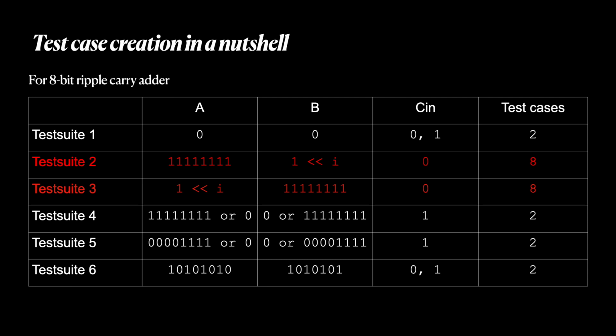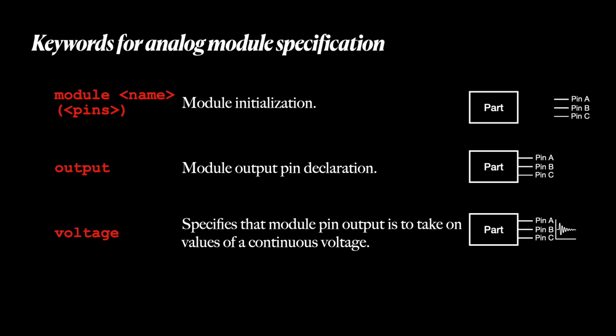Test suite 6 allows us to confirm that the sum bits for each of the 8 bit places are correctly generated. It also allows us to test the propagation of the ripple carry bit when cn is equal to 1. Now let's dive into understanding Verilog-A, which will allow us to program our test bench in Cadence Virtuoso. It's useful to have a working understanding of the different keywords that Verilog-A uses.